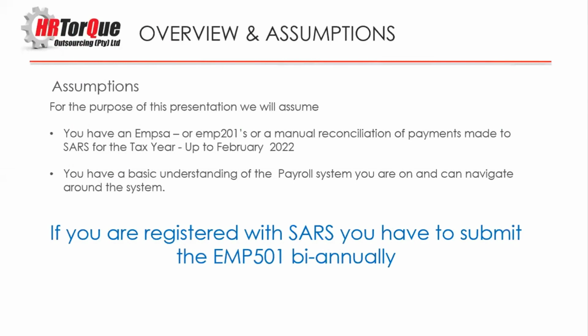So for the purpose of this training, we're going to assume that you have your EMP201s or some sort of manual reconciliation of the payments that have been made to SARS, up to February 2023. Obviously this is for your tax year, so you need to have all of your figures that were paid away. If there were any adjustments or anything along those lines, you would need to know about those as well. We're assuming that you have a basic understanding of the payroll system that you're using and that you can navigate around the system.